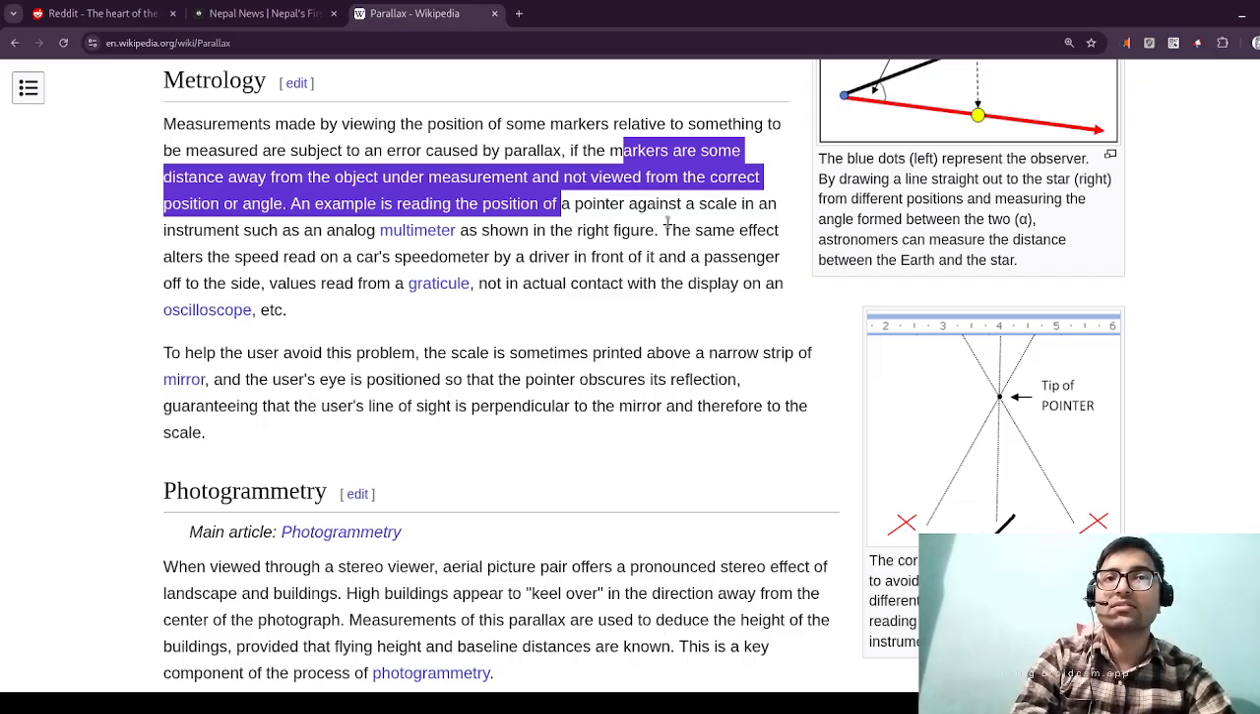The same effect alters the speed read on a car speedometer by the driver in front of it and a passenger off to the side. Values are read from the reticule, not the actual value, with the display on the oscilloscope. To help the user avoid the problem, the scale is sometimes printed on a narrow strip of mirror, and the user's eye is positioned so that the pointer obscures its reflection, guaranteeing that the user's line of sight is perpendicular to the mirror, and therefore to the scale.